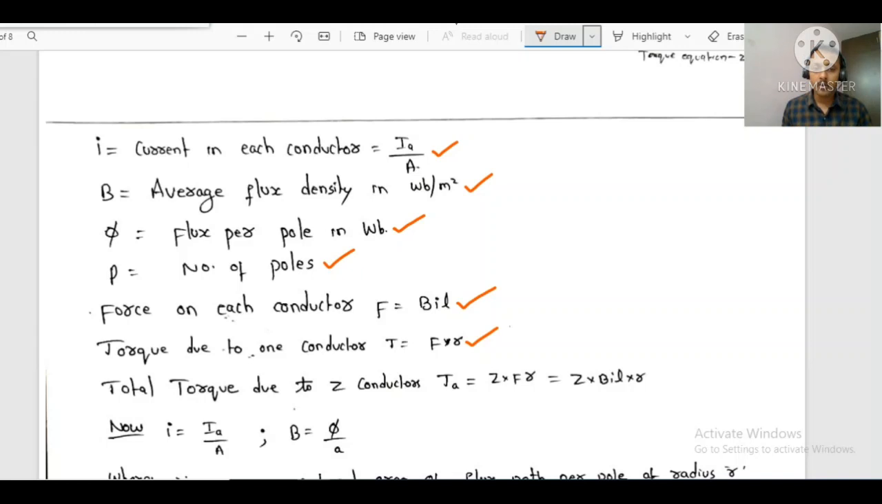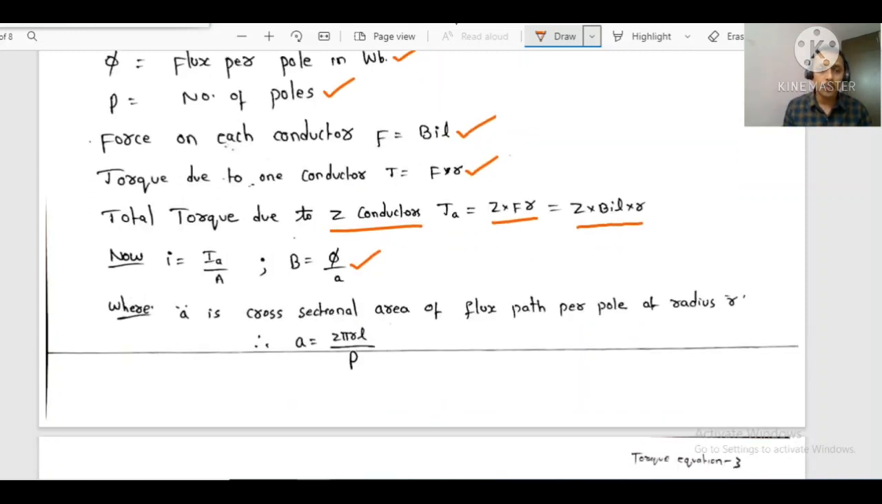Now the total torque due to Z number of conductors in the armature is given by Z into F into R. But what about F? BIL. So if we substitute F equals BIL in this equation, we will get Z into BIL into R. But what about I? The current in each conductor equals Ia, armature current, divided by number of parallel paths, denoted with capital letter A, right? Now B equals flux per unit area. Let me substitute in the place of I and B these two variables, Ia divided by A and B equals flux per unit area.